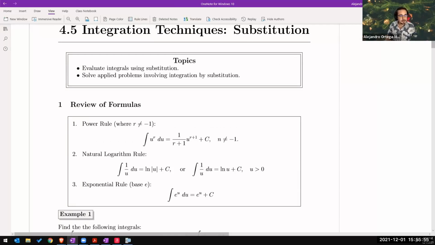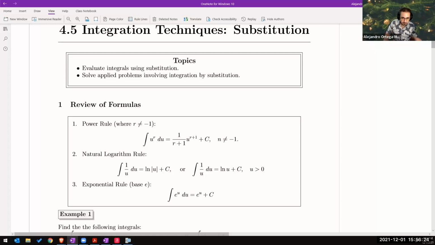Now, notice that these rules that I'm giving you here look a little bit different from the formulas that we've seen in the past, namely because now I'm talking about the variable being u rather than x. So the formulas here have a u and a du. And I'm doing that for a reason. I prefer this version of the formulas, and you guys are going to see why in a second. Maybe more on Monday too.